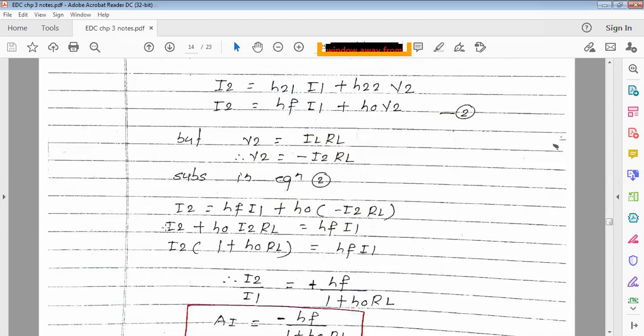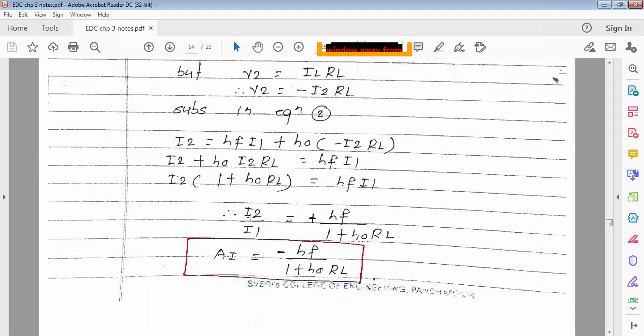Now tell me which term is common between these two terms. I2. So we have to take I2 as common. So I2 goes, and 1 remains. So 1 plus HO into RL is equal to HF into I1. So we get I2 divided by I1 is equal to HF divided by 1 plus HO into RL. So I2 upon I1 is our current gain, which is equal to minus HF upon 1 plus HO into RL.